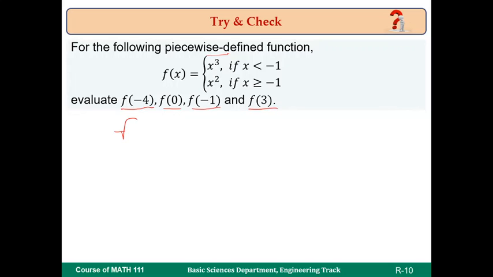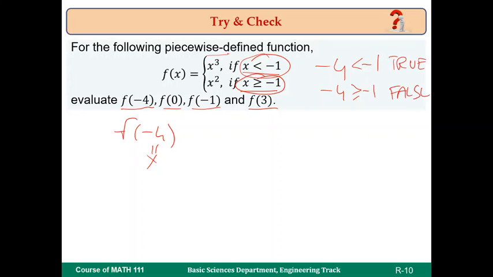Now for f of minus 4, you check the conditions here. So your x is minus 4. Now which one is true? So you check these two things. Minus 4 less than minus 1, minus 4 bigger than or equal to minus 1. So this is for sure true, and this is false, right? It's not true. So in this case, you have to use this rule here. So you use this rule, so it will be negative 4 cubed, which is negative 64.